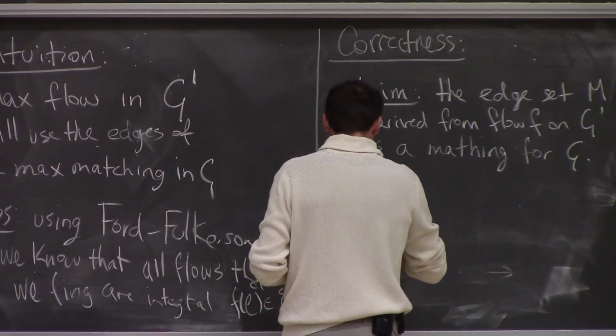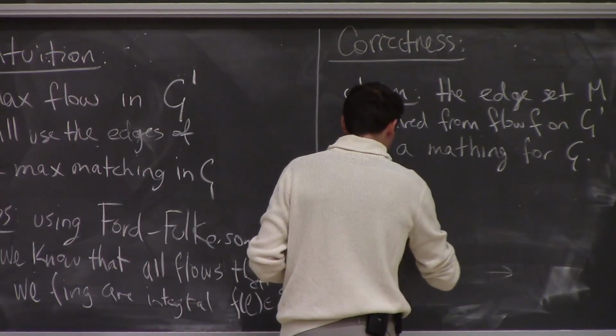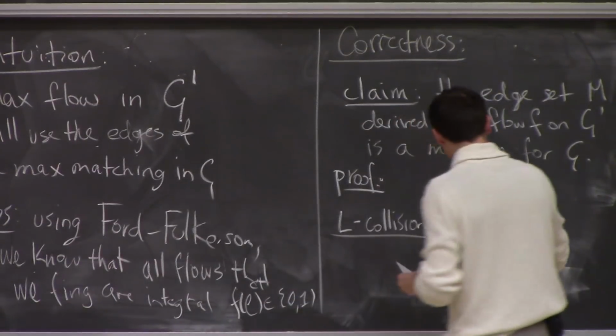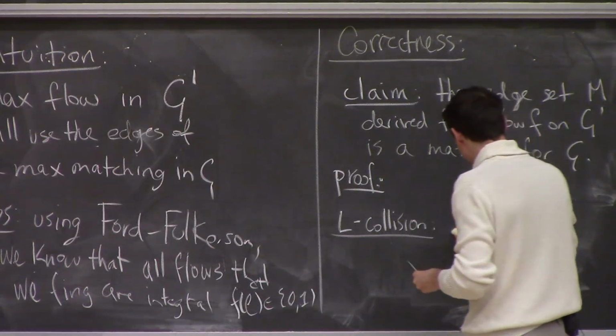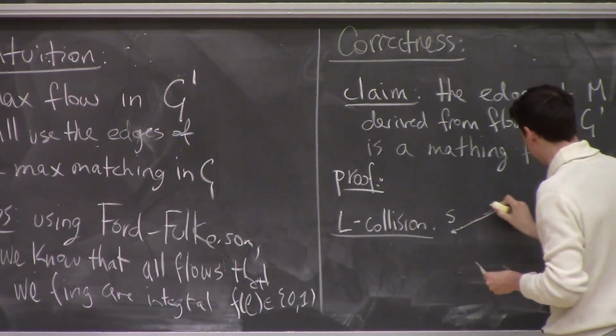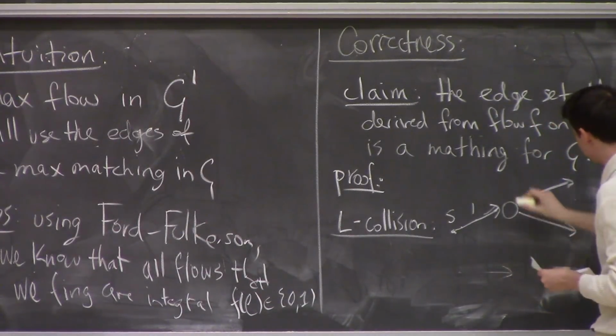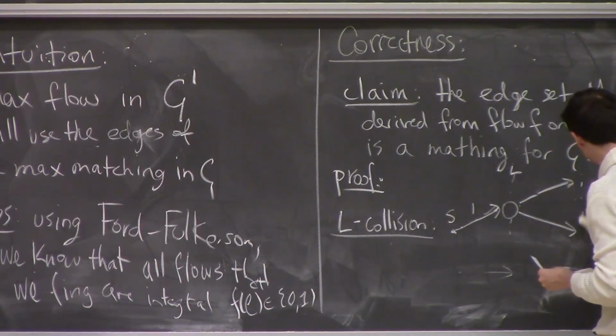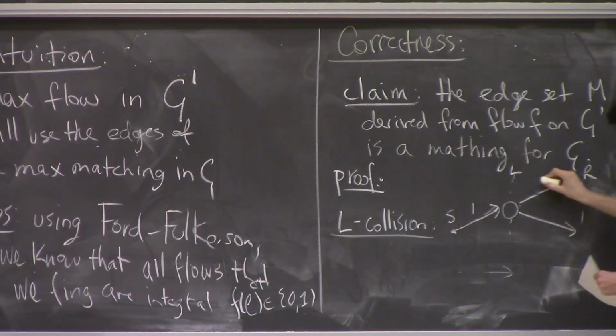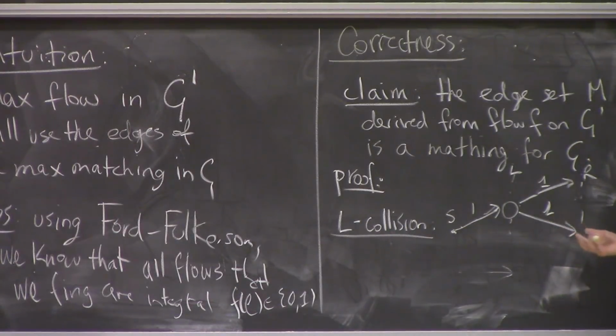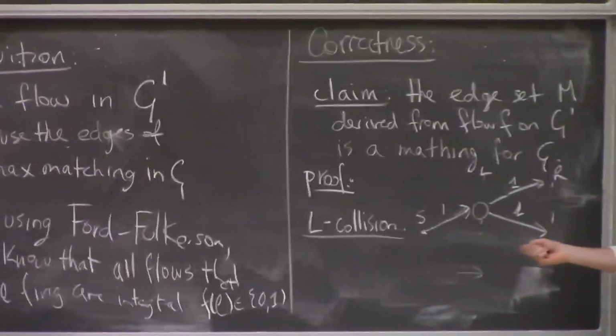So let's say that it has, by way of contradiction, an L collision, okay? Namely, somewhere it was the case that S was sending 1 unit here, and then both of these, so this is in L, and this is R, right? So suppose for a moment that both of these carry unit 1. Why unit 1? Because I selected both, right? And I was unfortunate, I got a collision in L. So is this fine? Could it have happened?